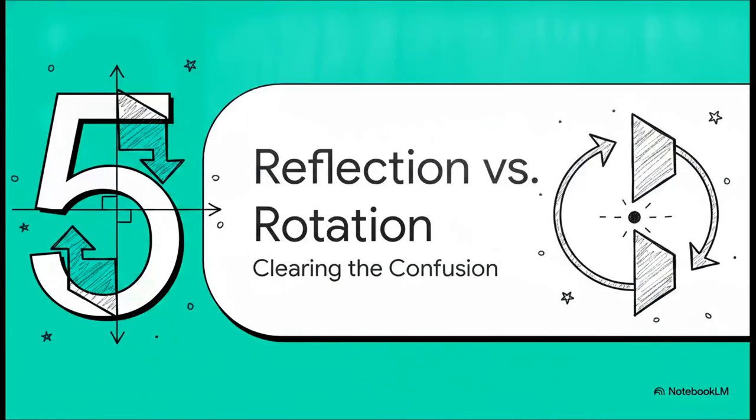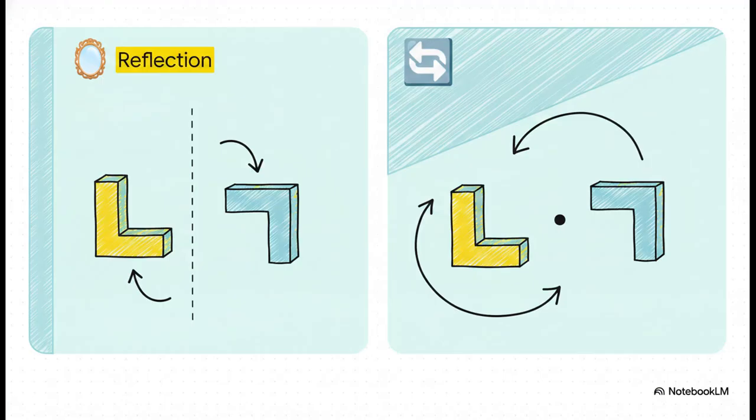Moving to part 5, reflection versus rotation, clearing the confusion. People mix these two up all the time, so let's set the record straight before we wrap up. A reflection is a flip across a line that creates a mirror image, whereas a rotation is a turn around a fixed center point that spins the shape without mirroring it. Keep in mind what we just established about orientation. A rotation, no matter how many degrees you turn it, preserves the original orientation. The internal left and right relationships of the shape do not get mirrored, but a reflection explicitly reverses them. So if you're ever confused between the two, just check the orientation.